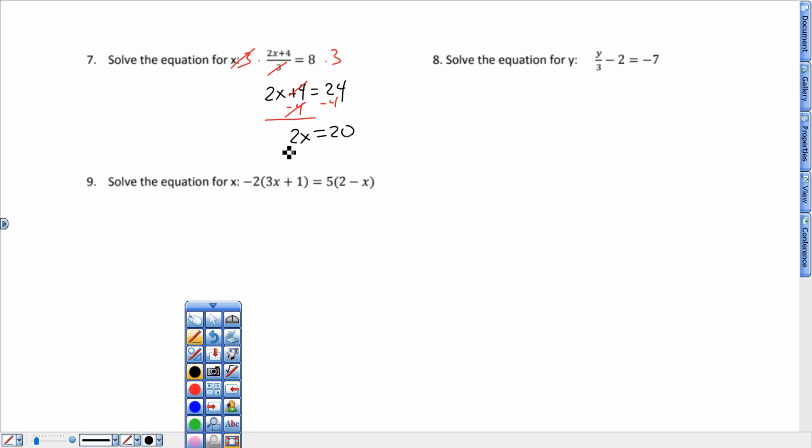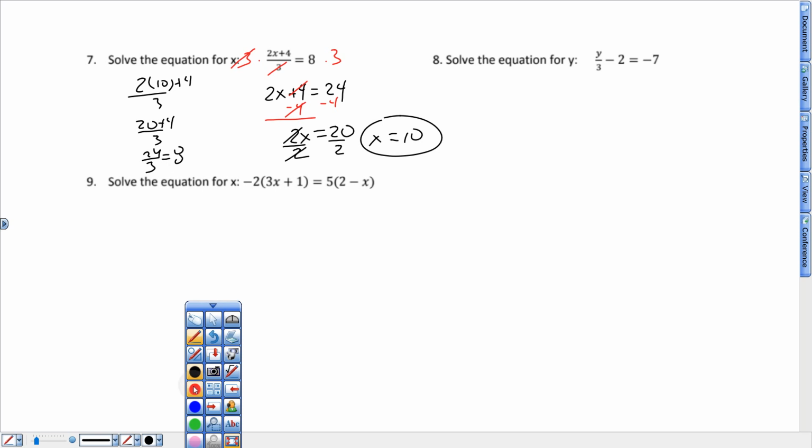I believe. Divide by 2. And that should give you x equals 10. You could always check it, plug that 10 in there for x and see if that times and divides by 3 gives you that 8 over there. Yep, 24 divided by 3 is 8, so I know that answer works.